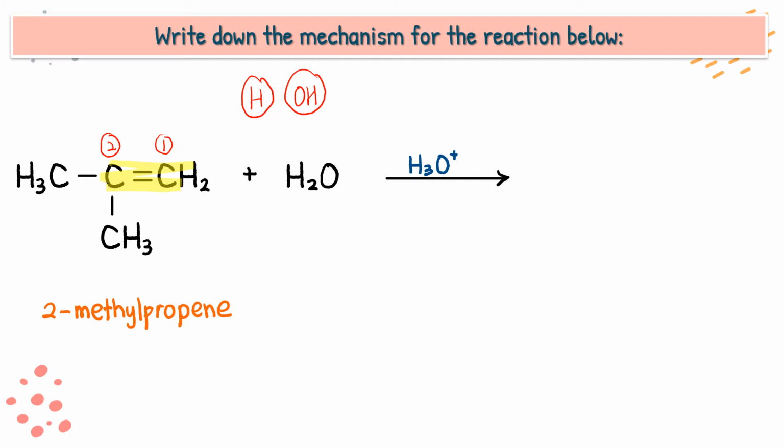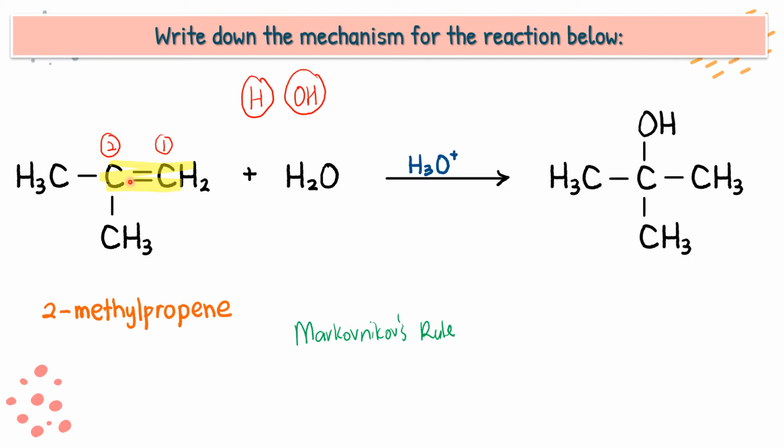So, the rule that we need to follow is the Markovnikov rule. As stated in the Markovnikov rule, hydrogen will go to the carbon with more hydrogen, which is carbon 1. So hydrogen will go to carbon 1 and OH will go to carbon 2. So we will get our product like this. And the name of the product here is 2-methylpropanol.